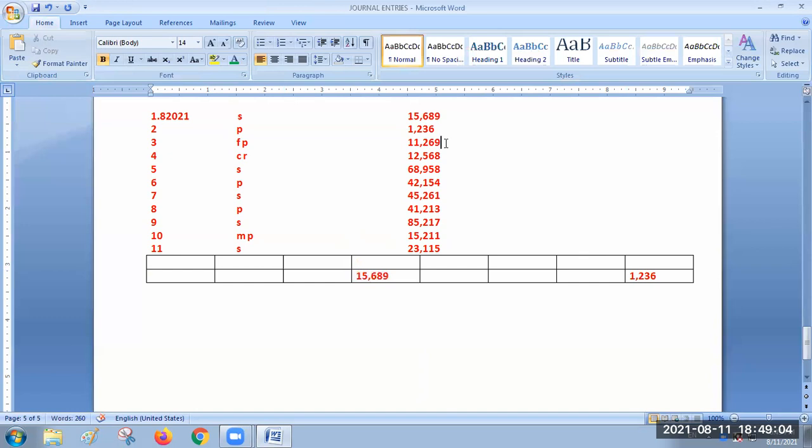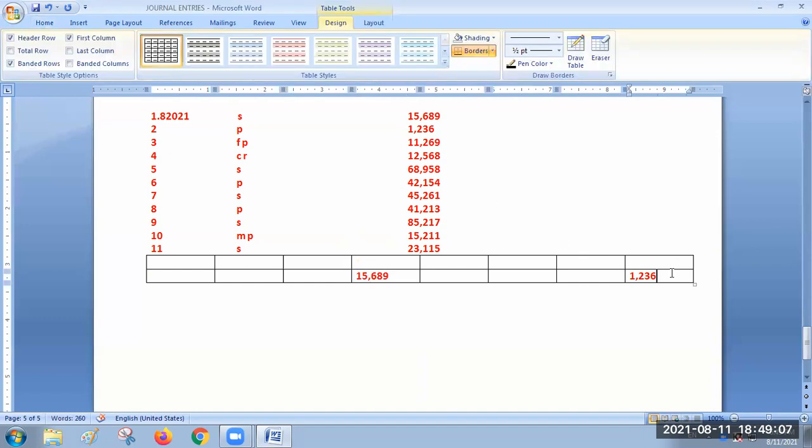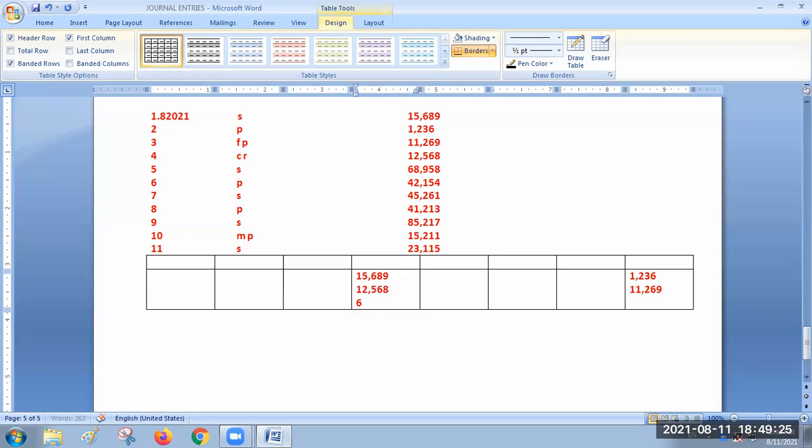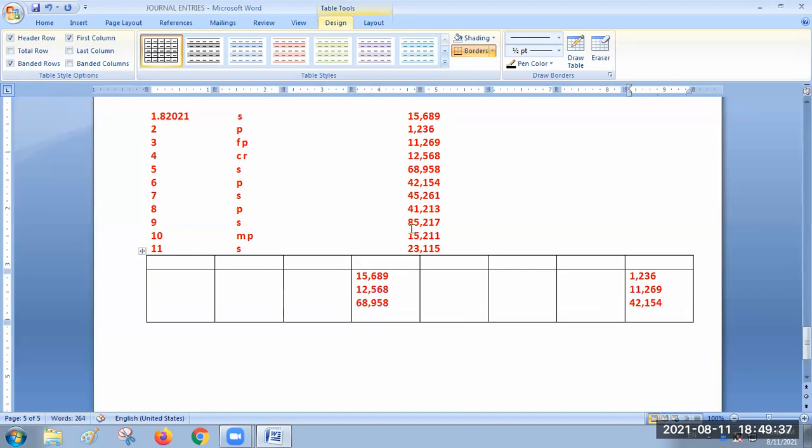Next, this is furniture purchased 11,269. Okay, next. Commission received, so the amount came to us, 12,568. Then sales 68,958. Then purchases 42,154. Next, sales 45,261. Then purchases 41,213.